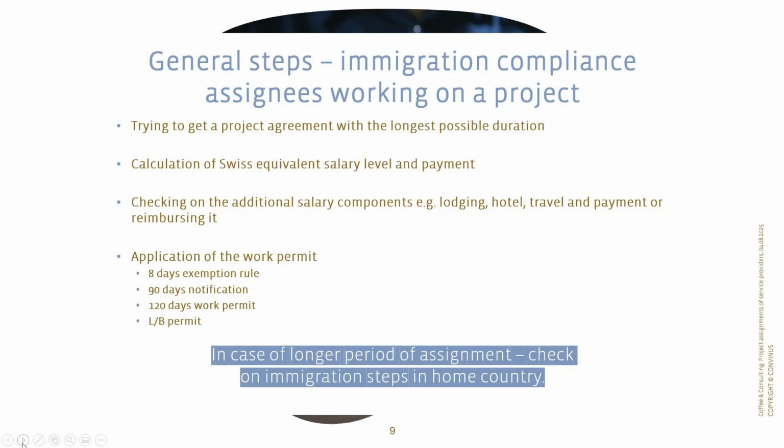Basically, the general steps to be compliant from an immigration perspective: the key part is trying to get a project agreement with the longest possible duration, because keep in mind that the work permit will usually only be up to the period indicated in the project agreement. Also, you can only request permits for people indicated in the project agreement. For anybody who is not indicated there, you will not be able to get a permit. You will have to calculate the Swiss equivalent salary and also pay the difference if there is one. The Swiss authorities usually do not require that you have paid that in the months the person had been working in Switzerland, but you need to have proof that you will pay it, or have paid it, at a later month.